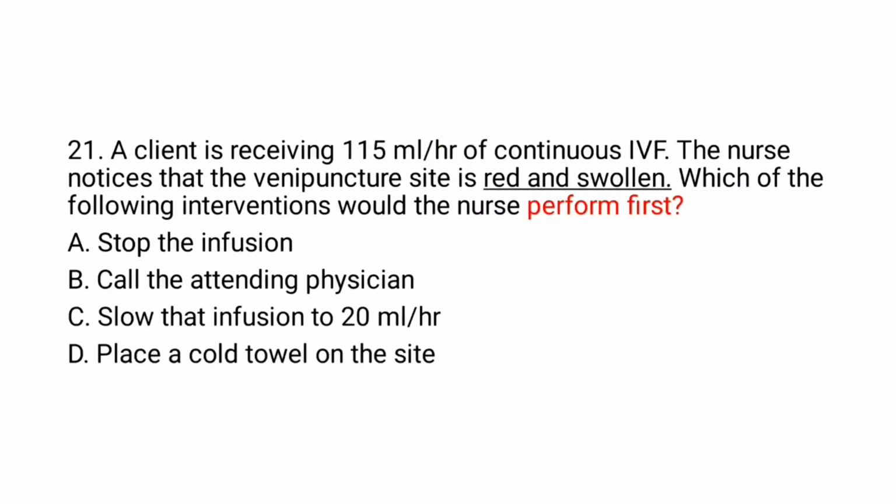Okay? Number 21. A client is receiving 115 ml per hour of continuous IVF. The nurse notices that the venipuncture site is red and swollen. Which of the following interventions would the nurse perform first? A. Stop the infusion. B. Call the attending physician. Letter C. Slow the infusion to 20 ml per hour. And letter D. Place a cold towel on the site. Nakita daw ng patient na nag-red at nag-swollen yung venipuncture site. Our answer here is letter A. Stop the infusion. The signs and symptoms indicate extravasation, so the IVF should be stopped immediately and put a warm, not cold, towel on the affected site.